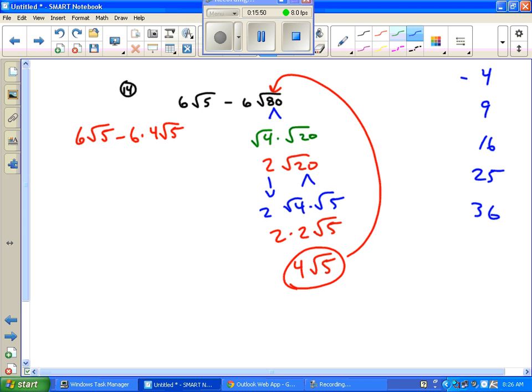You can multiply negative 6 times 4 and get negative 24 times the square root of 5. Bring this other side down, 6 times the square root of 5. Now you have the same radical again, just like the last problem. So leave the square root of 5 and take 6 and subtract 24 from it. 6 minus 24 is negative 18 times the square root of 5.